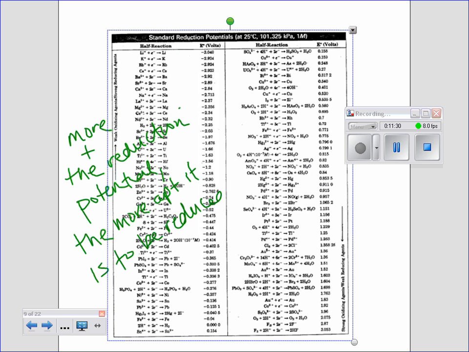So we are going to flip the less positive number. We're going to flip the smaller number on the number line. Okay? That's the one that's oxidized. We'll leave the reduction one alone.